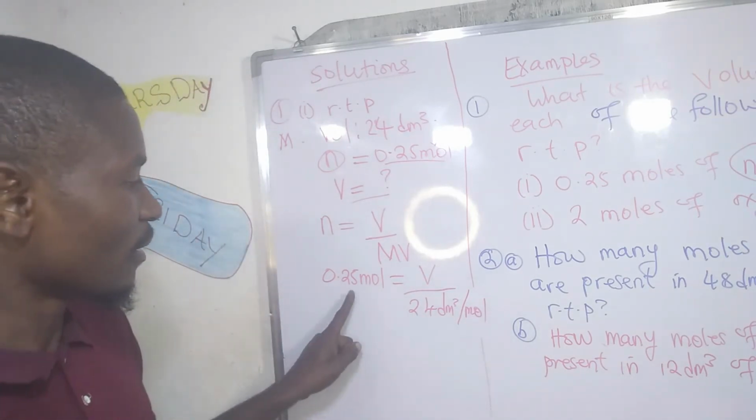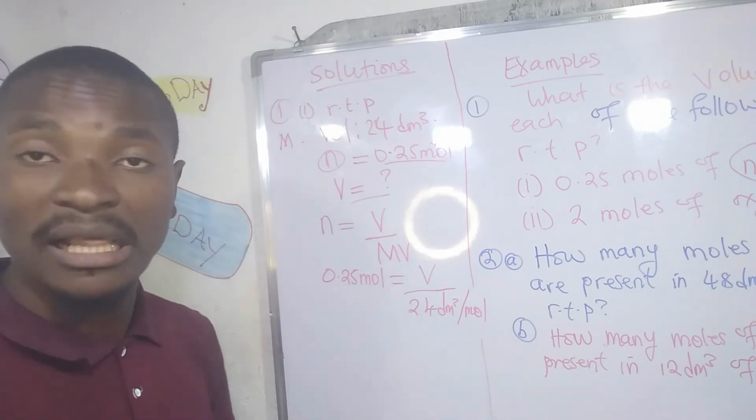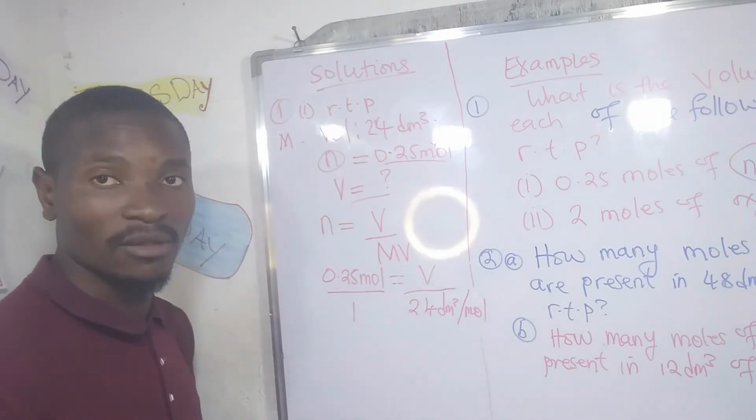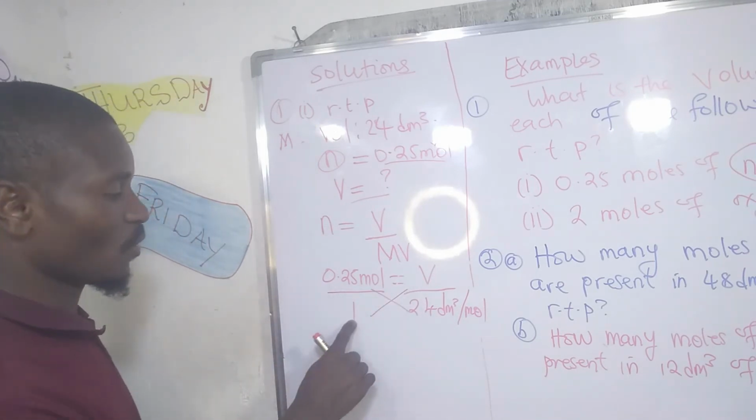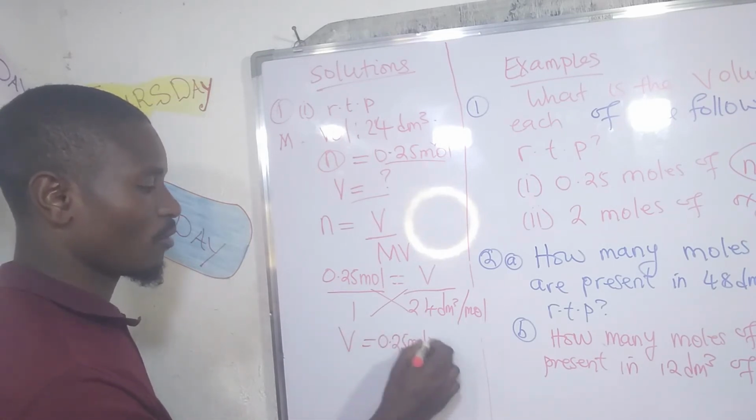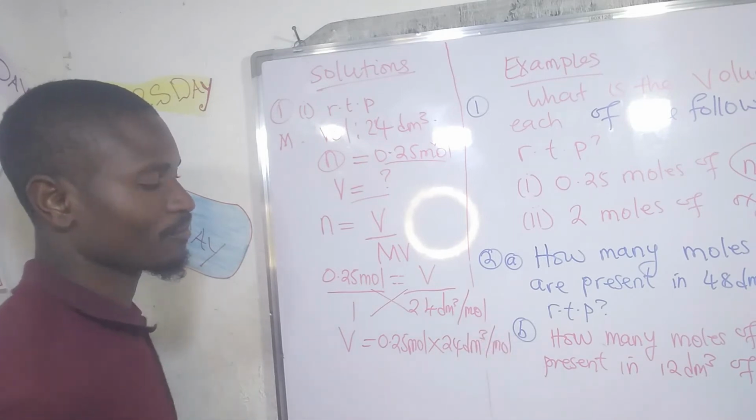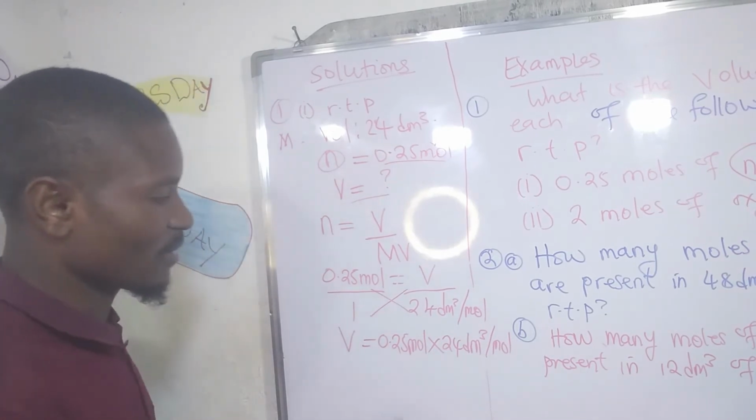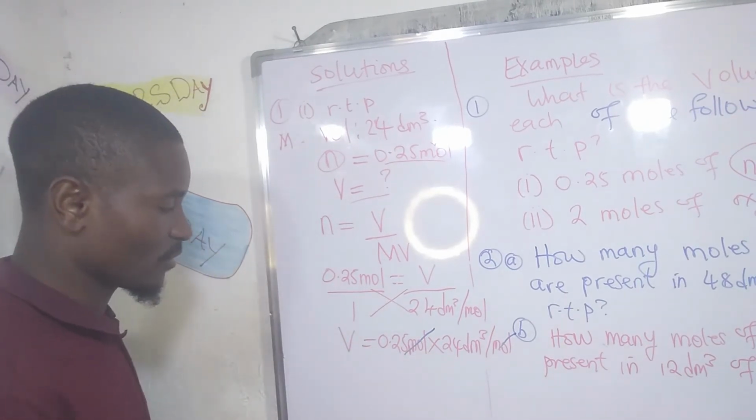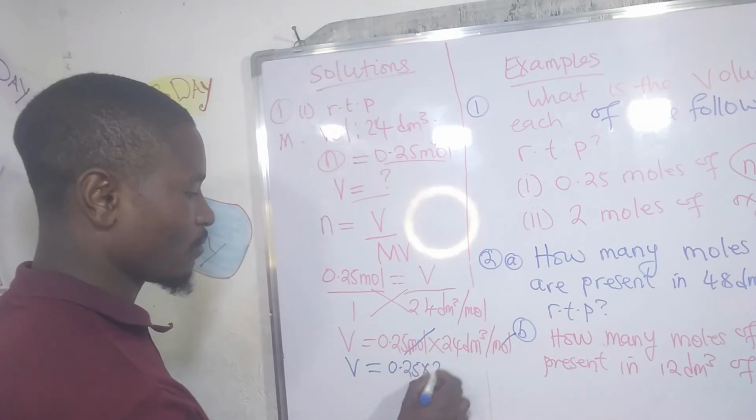So 0.25 mole equals the volume that we are looking for divided by the 24 cubic decimeter per mole. Now this is the fraction, you say over 1, and then you cross multiply. So 1 times V, you get V, and then 0.25 mole multiplied by 24 per mole. This mole and mole will cancel, so V equals 0.25 multiplied by 24.